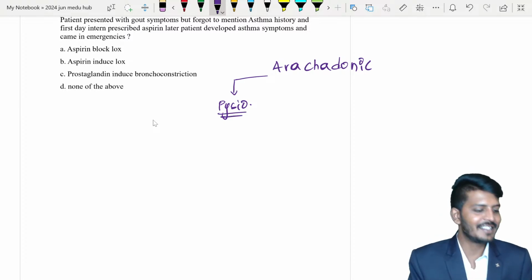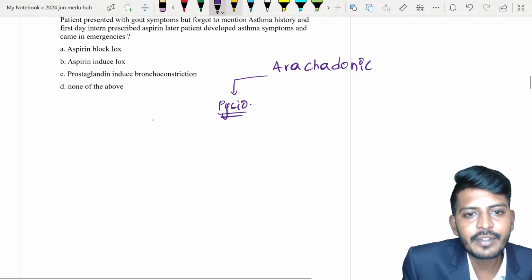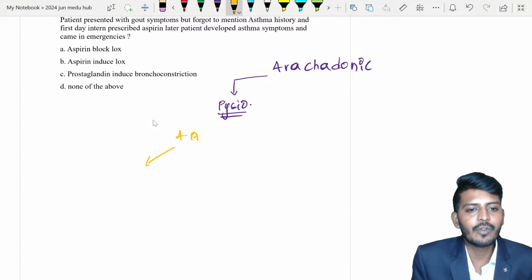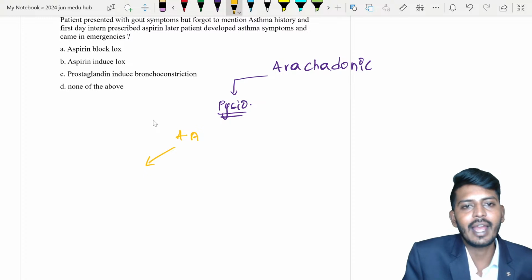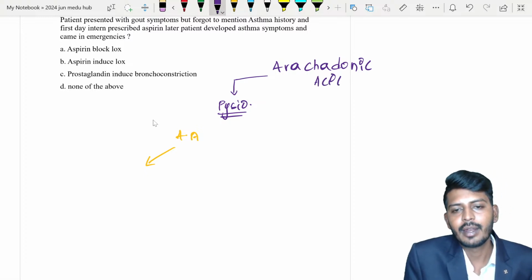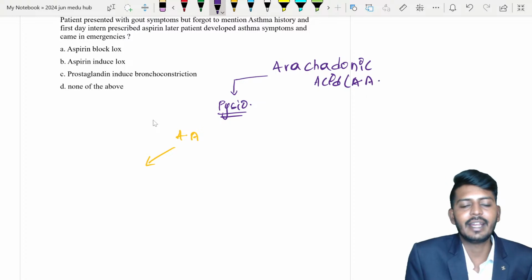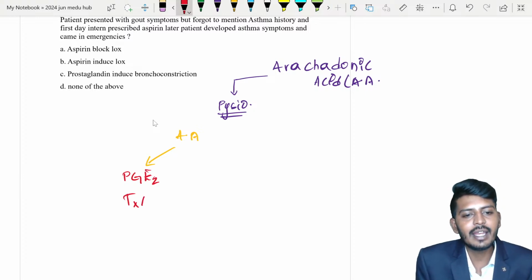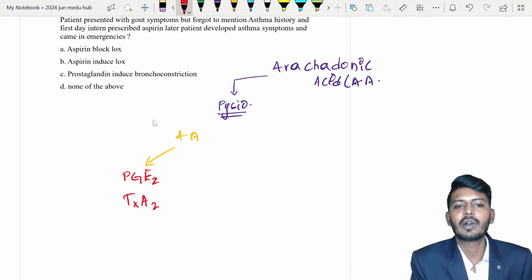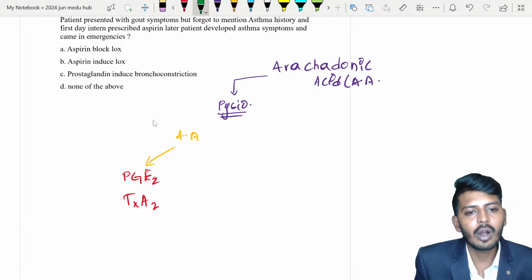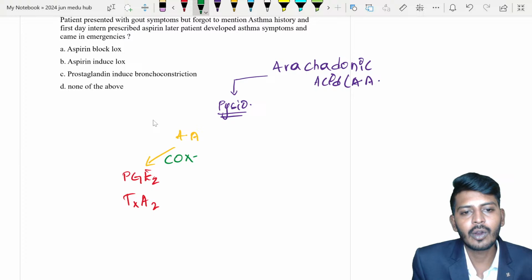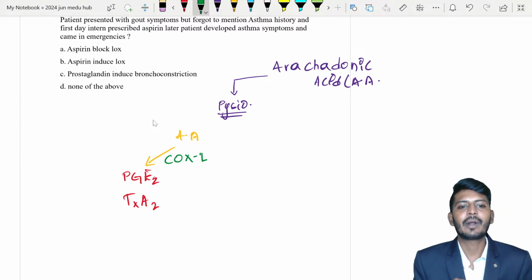Some people are guaranteed that it is C. Let's see what the answer will be. In a physiological state, what will happen? This arachidonic acid, under the influence of an enzyme, okay, arachidonic acid under physiological state will produce something called prostaglandin E2 and also thromboxane A2 by an enzyme called COX.